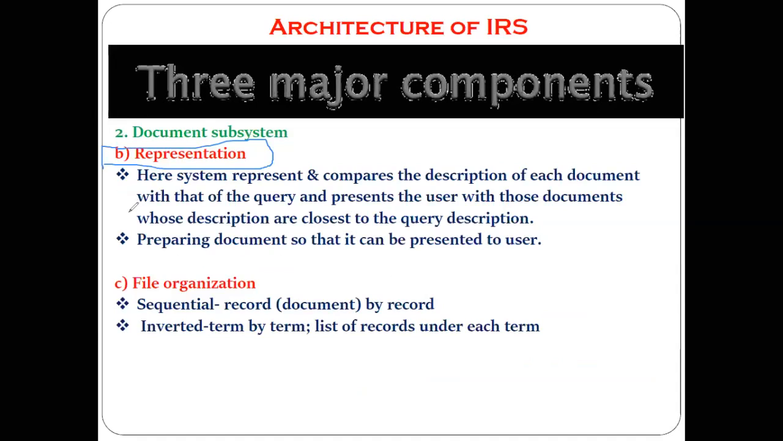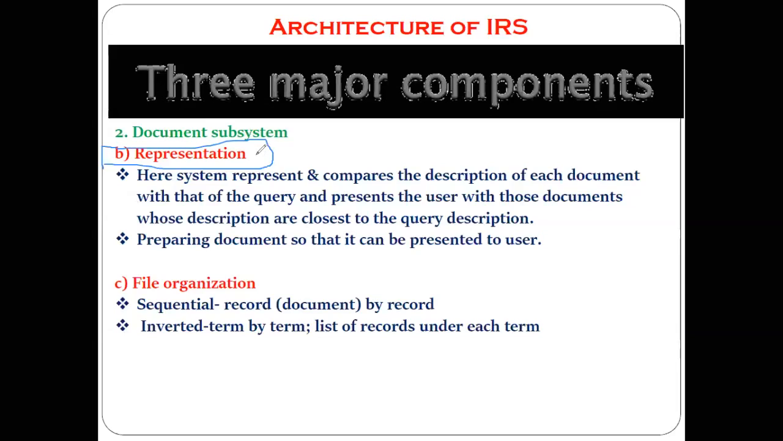In the user subsystem also we have seen the component representation. Here also, in the document subsystem, there is a representation. What do you think? What can be the difference here? Here the system searches and then represents the result. Now in the user subsystem, the representation is representing the user's query in such a way that the system can understand it properly and give you good results. Correct or not? Yes, sir.